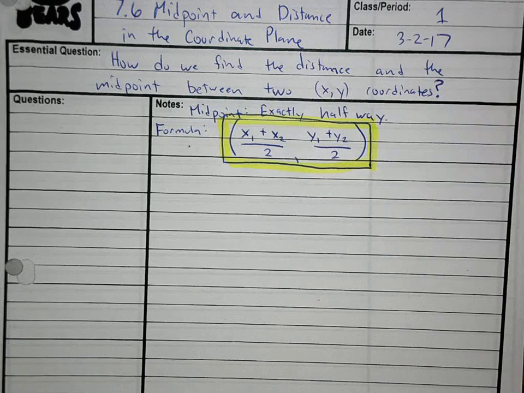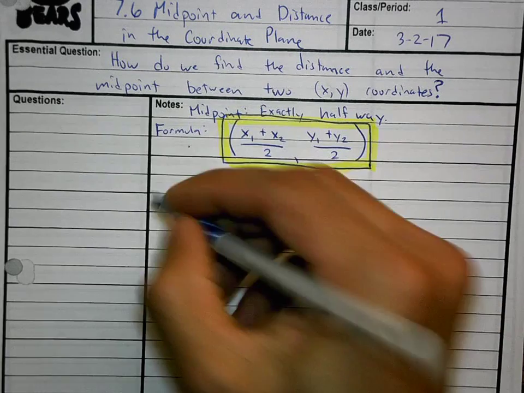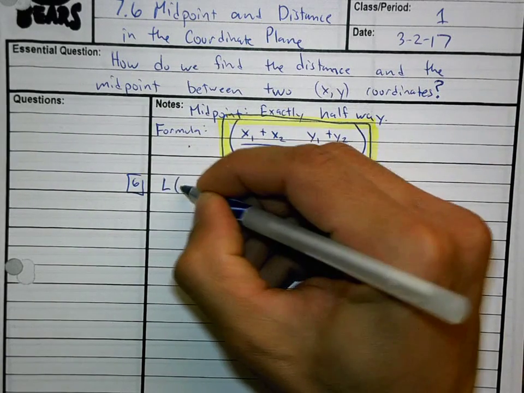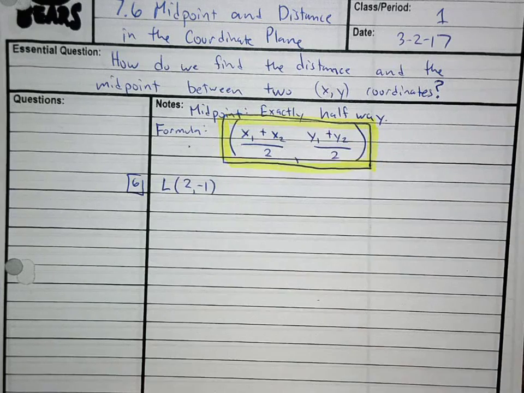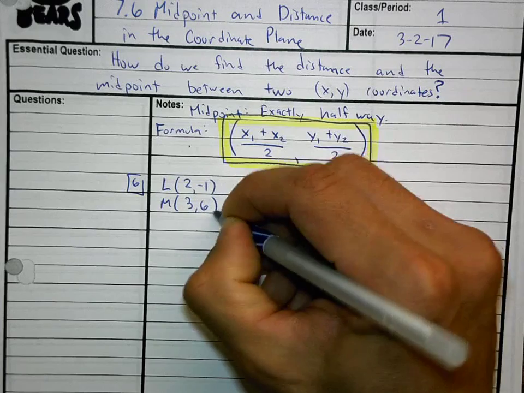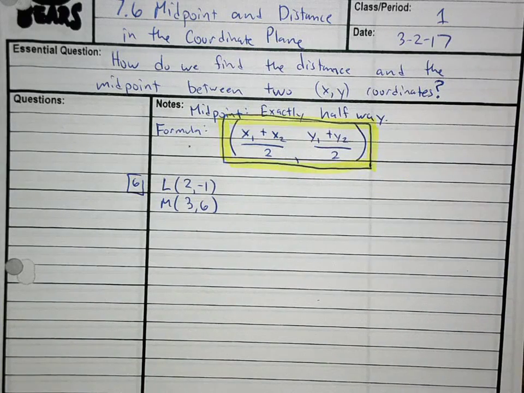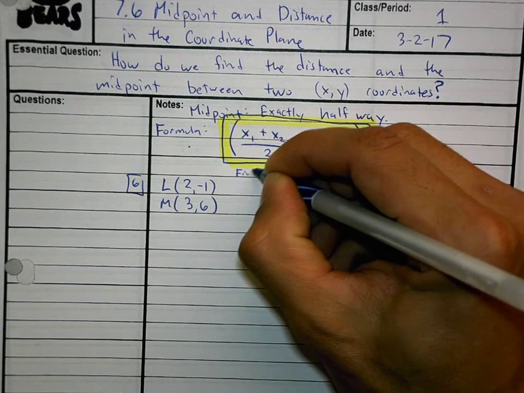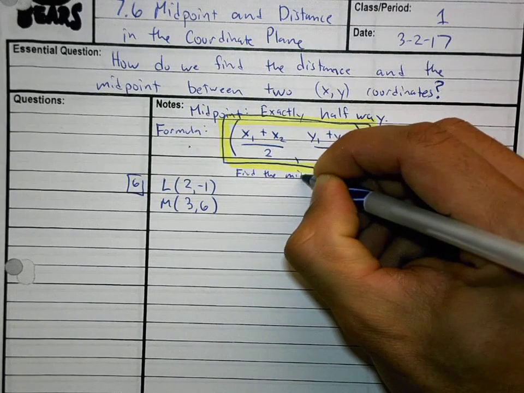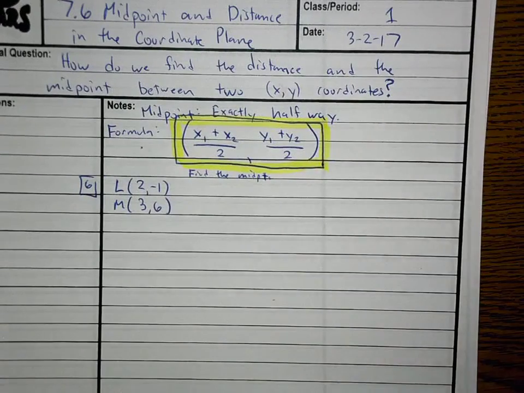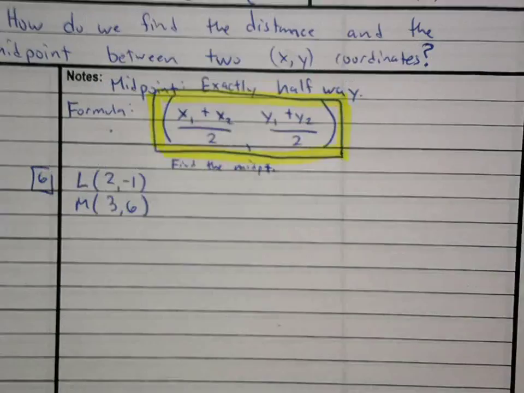Now the way this is going to work is you're going to be given a couple of points. Like this is like number 6 on your worksheet. It looks like this. L is (2, negative 1). M is (3, 6). And they want you to find the midpoint of LM. Find the midpoint. I'm going to abbreviate midpoint. I'll zoom in a little bit, make that bigger.